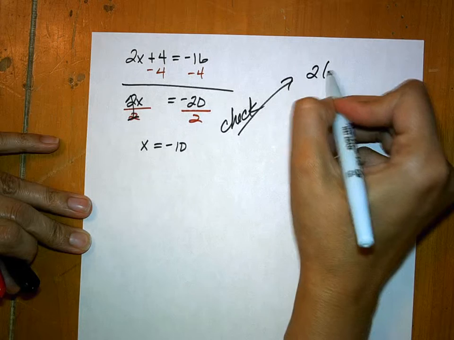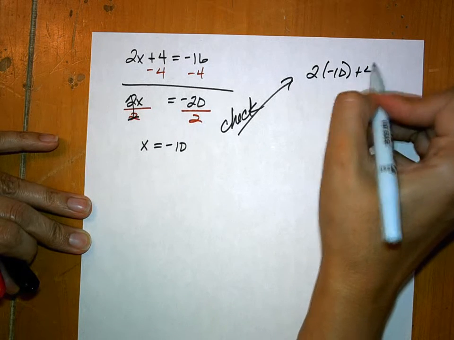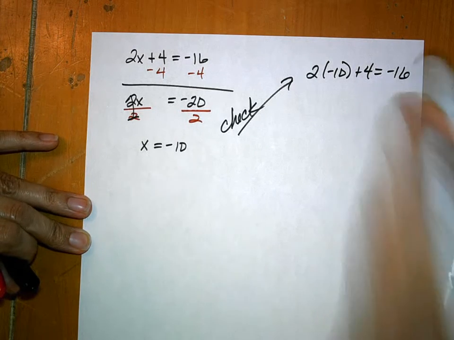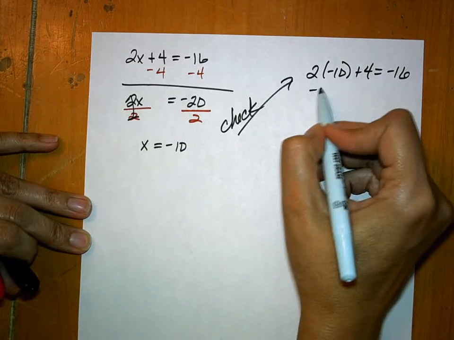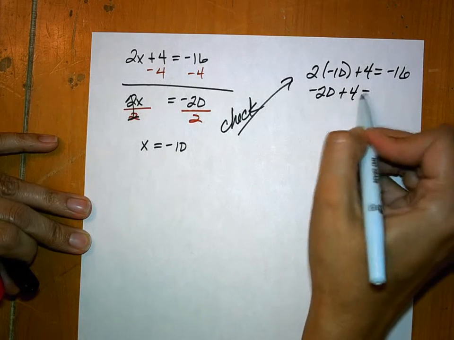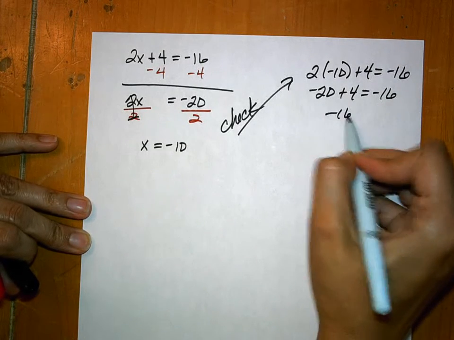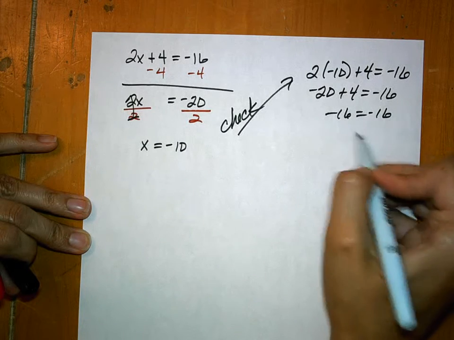And we have 2 times negative 10 plus 4, is it equal to negative 16? Okay. Negative 20 plus 4, is it equal to negative 16? Yes, it is.